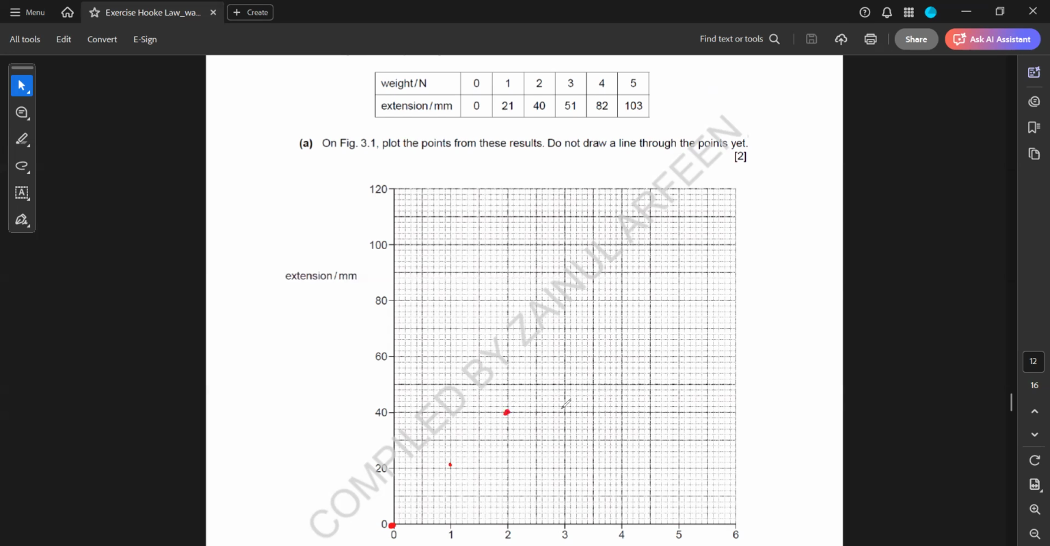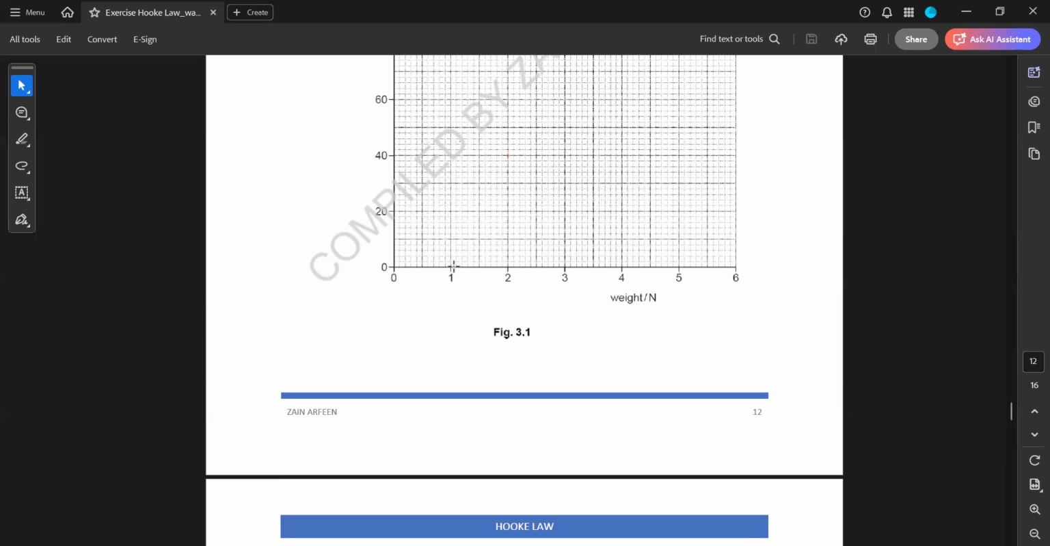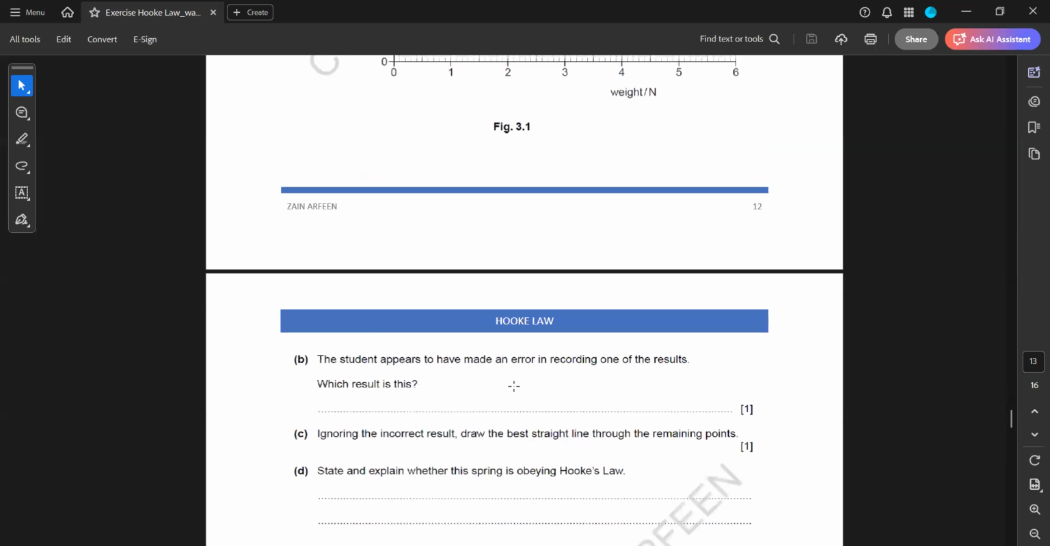Then we have 3 and 51. So this is 3, 50, 51. Then we have 4 and 82. Then we have 5 and 103. Somewhat, it will be like this. Then we don't have to draw. Then the student appears to have made an error on one of the results.